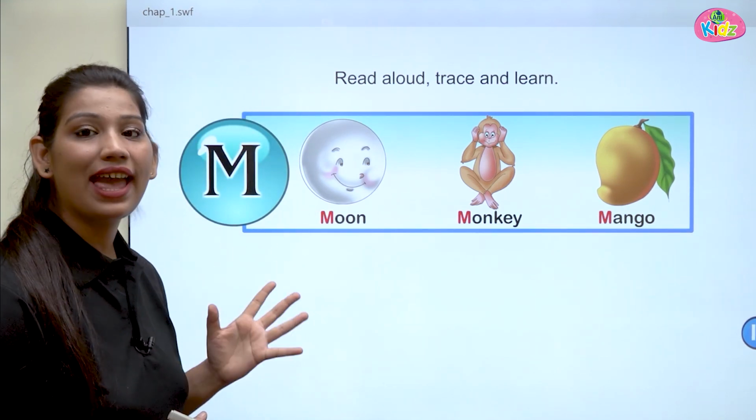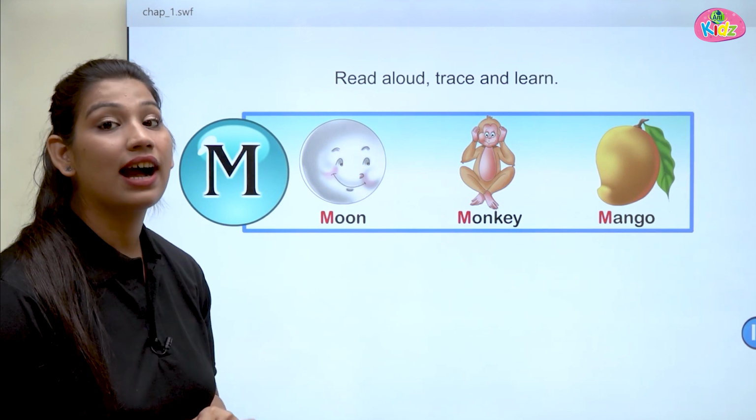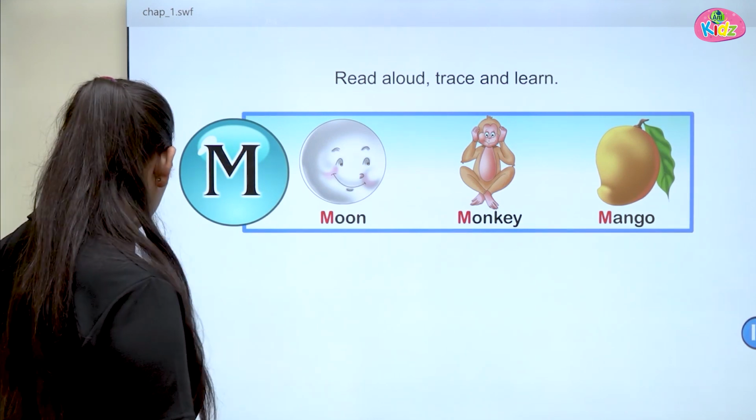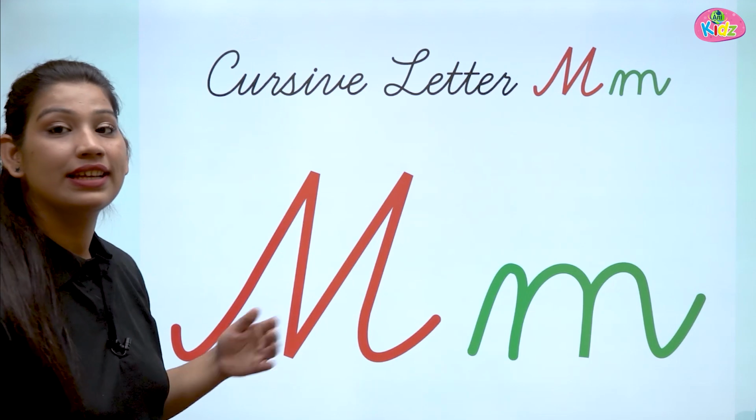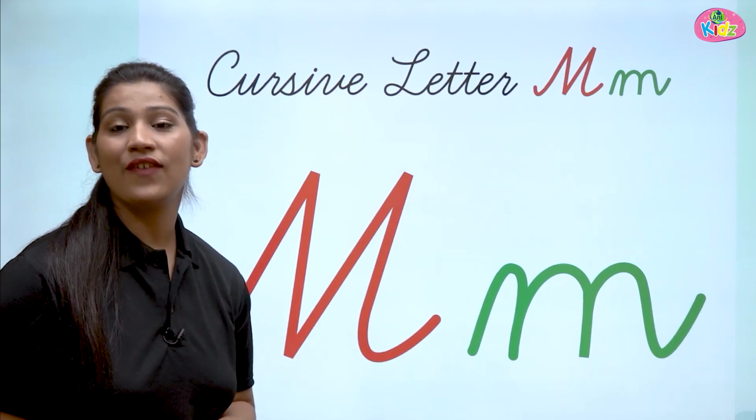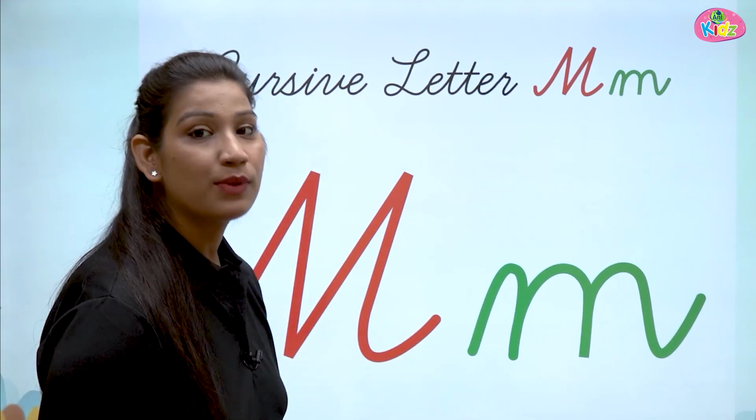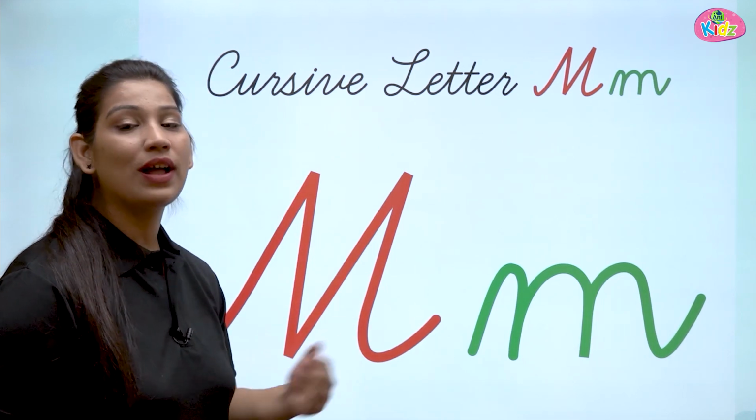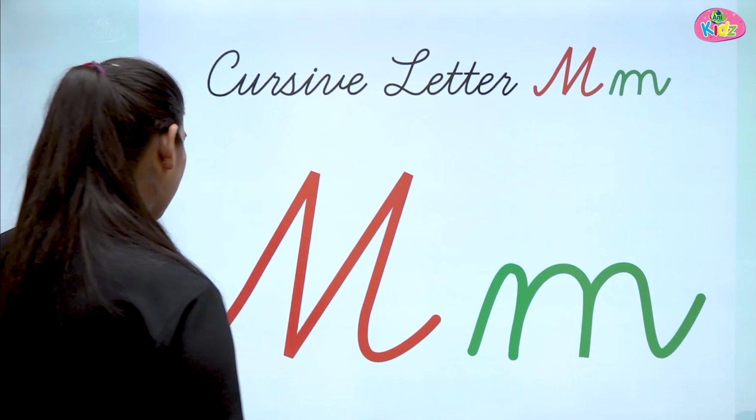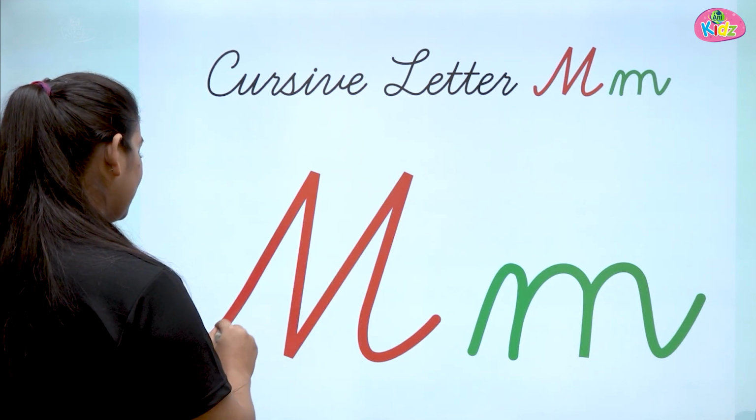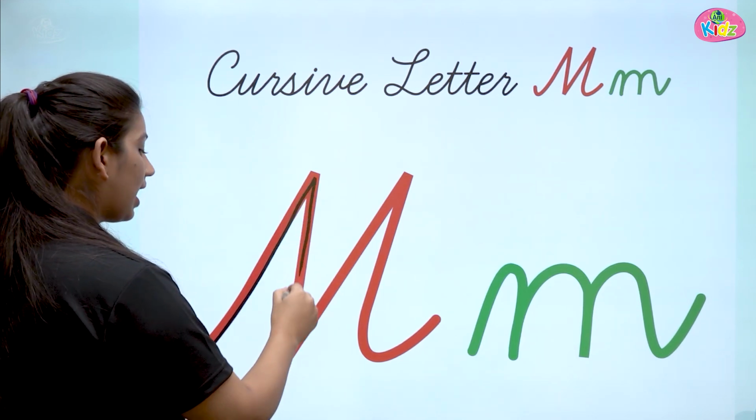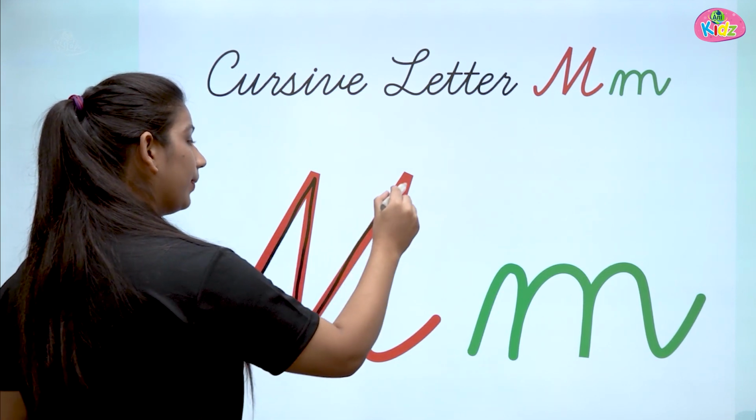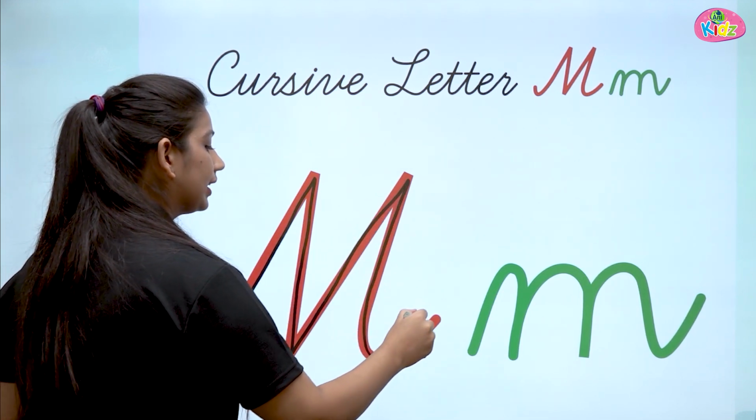This is letter M. Let us understand how to write letter M in cursive. This is capital cursive M. This is small cursive M. Let's start writing. Start from this point, come down, go up, come down with a curve.